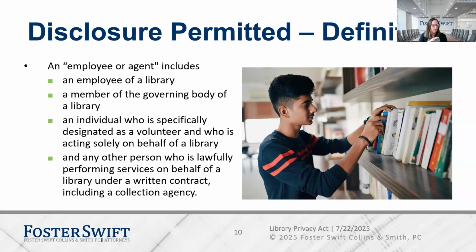I do want to talk about this because they have included a definition of employee or agent. Most of these new exemptions allow an employee or an agent of the library to disclose. So when you see those words, I wanted to put the definition up front so you can see what it means. An employee of the library, obviously, a member of the governing body.